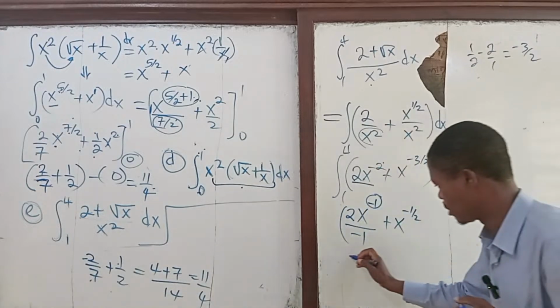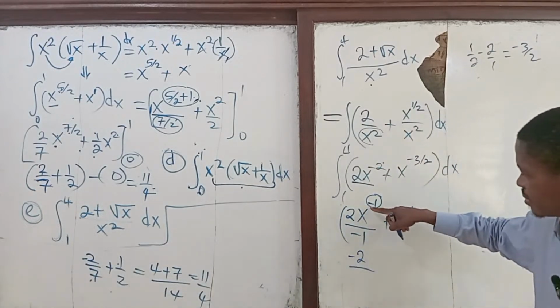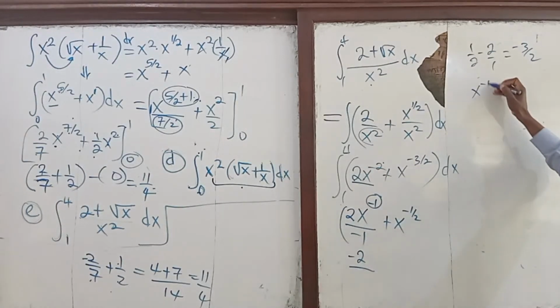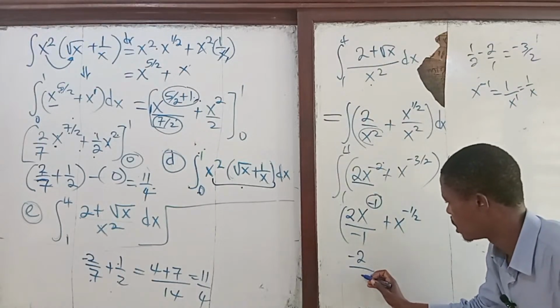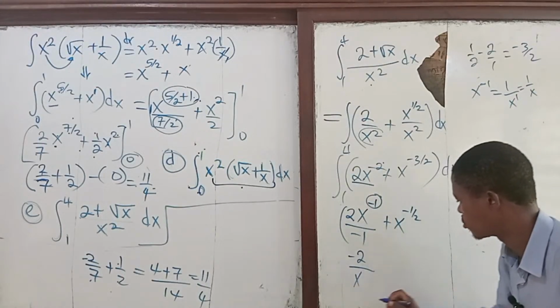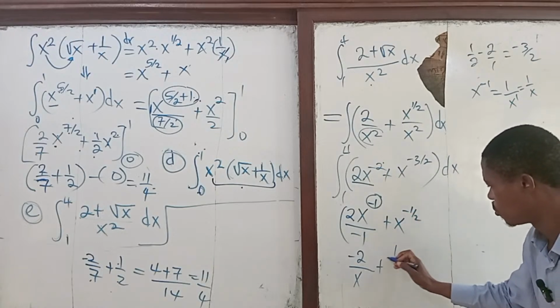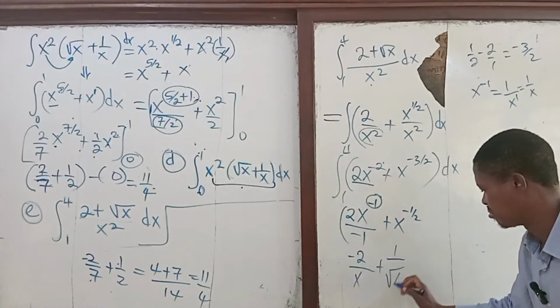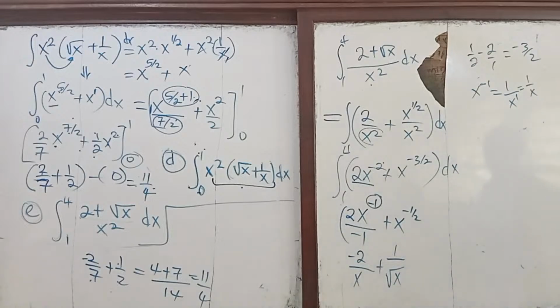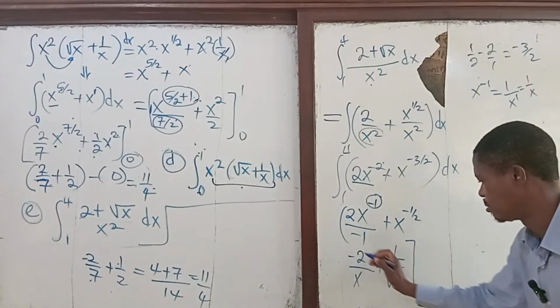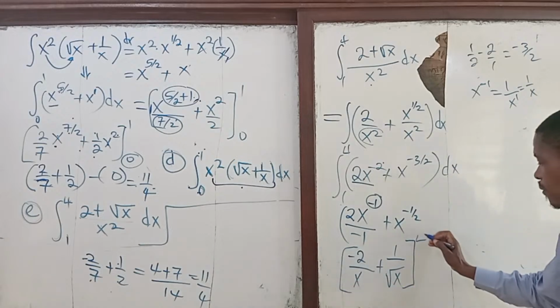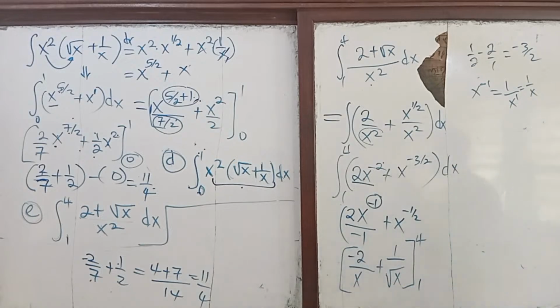So that's giving us a minus 2 over x to the power minus 1, which implies this minus is 1 over x to the power 1, which is 1 over x. So this will give me minus 2 over x, then plus this one is what? The minus also is 1 over, I can make it square root of x. So that's what we have. Then you can now indicate the upper, which is 4, and indicate the lower, which is 1.